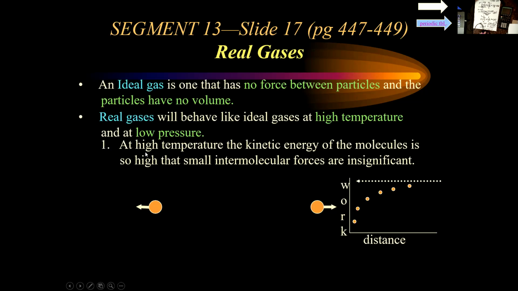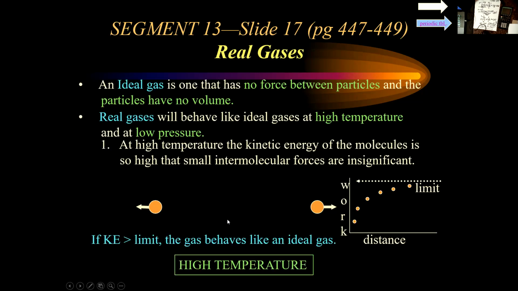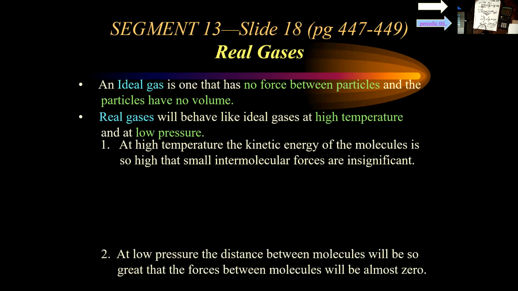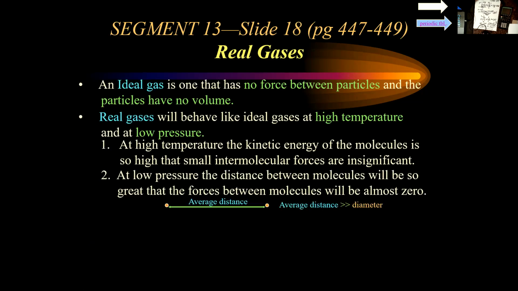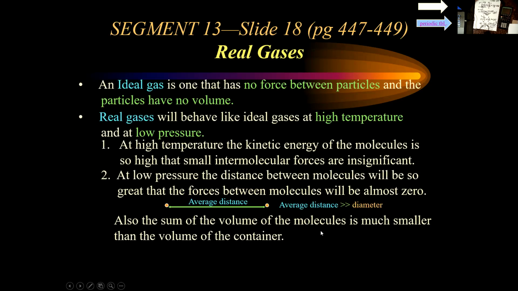The kinetic energy goes up, remember, proportional to the temperature. So the higher the temperature, if the kinetic energy is greater than that limit, it behaves like an ideal gas. So that's at high temperature. At low pressure, if the average distance is much greater than the diameter of the molecule, then the forces are small. So the molecules are far enough apart that they would behave ideally, and they wouldn't show any variation in Boyle's and Charles' law, things like this.